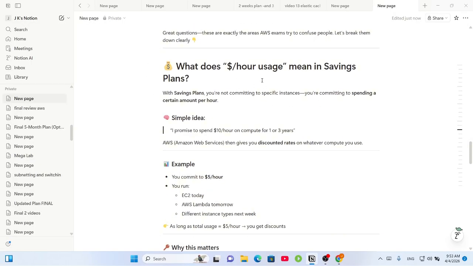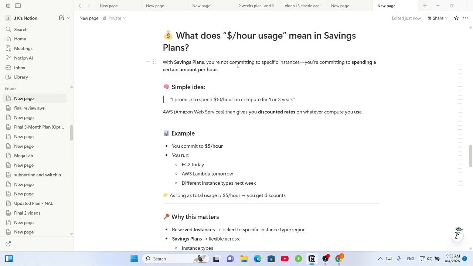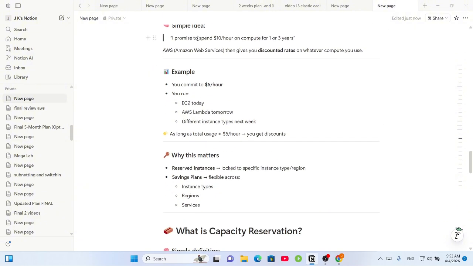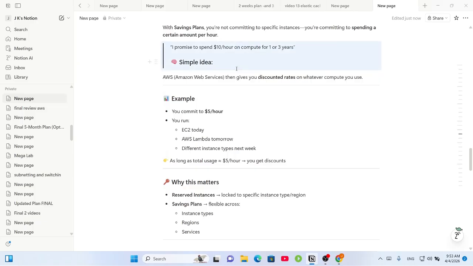So the idea here with savings plans is that you're not committing to specific instances. You're committing to spending a certain amount per hour. Like, I promise to spend $10 per hour on compute for 1 to 3 years.